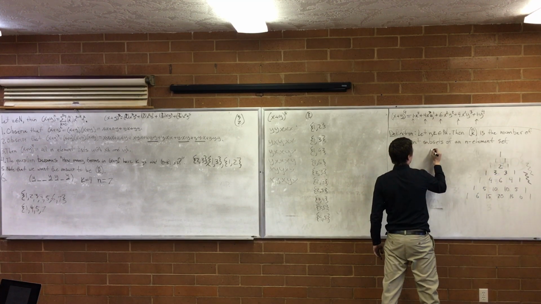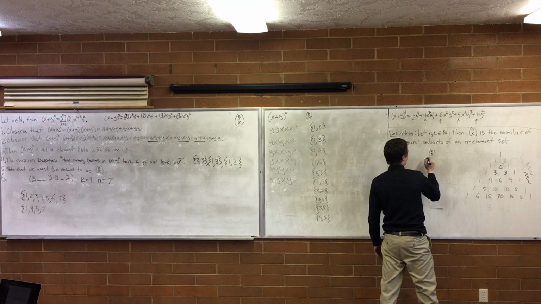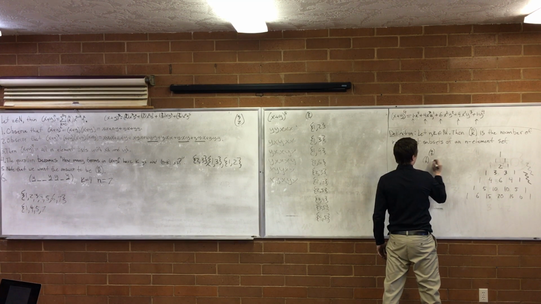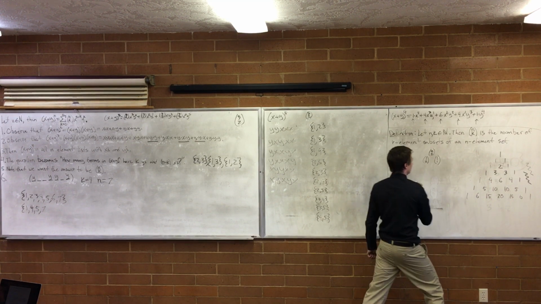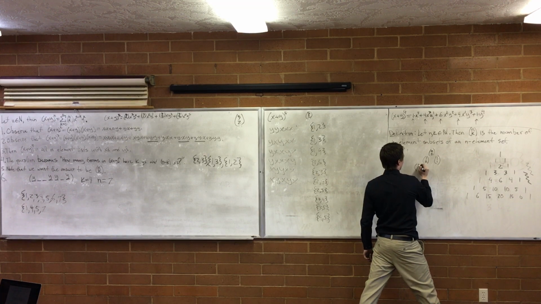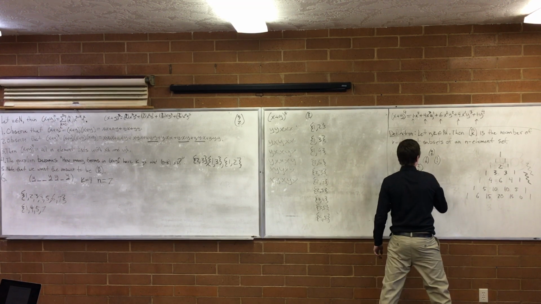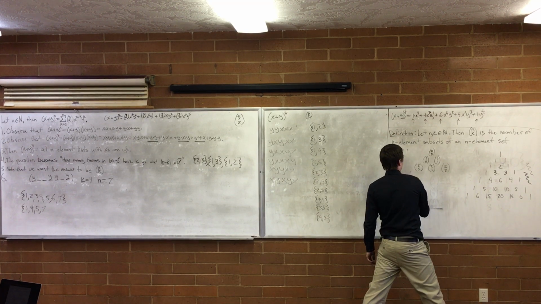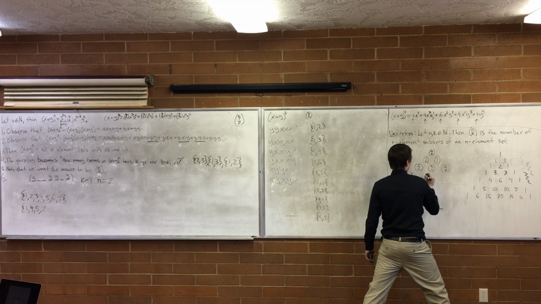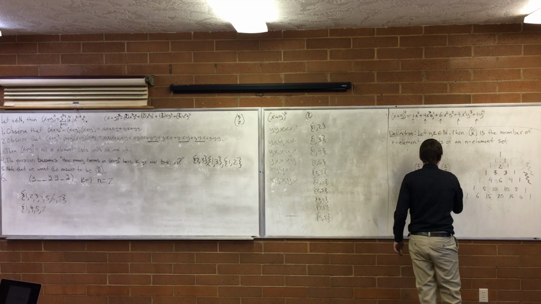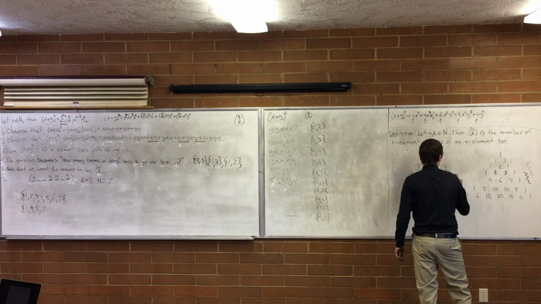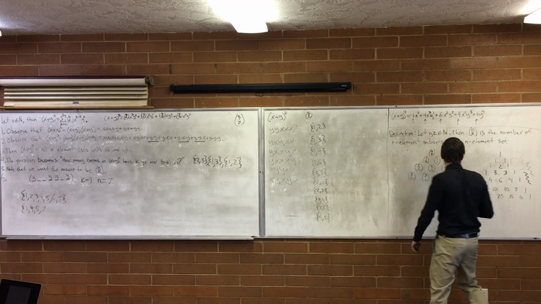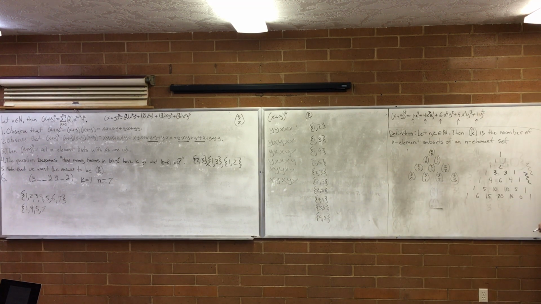The top one, 0, choose 0. Next we could do 1, choose 0, 1, choose 1. Next we could do 2, choose 0, 2, choose 1, 2, choose 2. Next we could do 3, choose 0, 3, choose 1, 3, choose 2, 3, choose 3, etc. Right? And it's giving you the same thing.